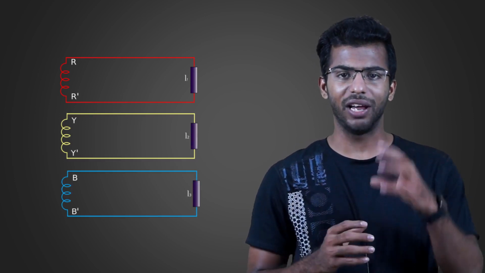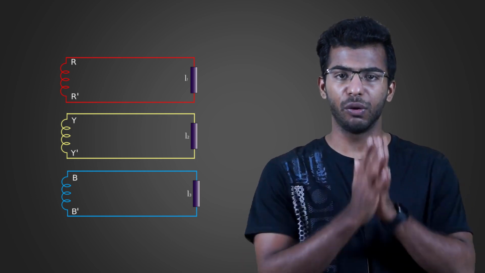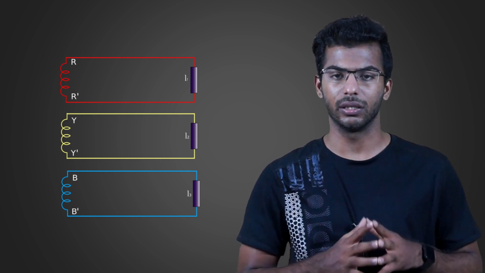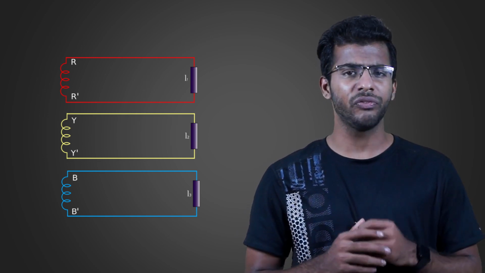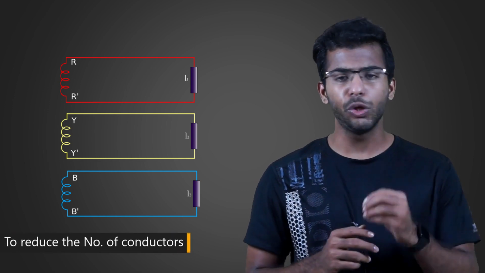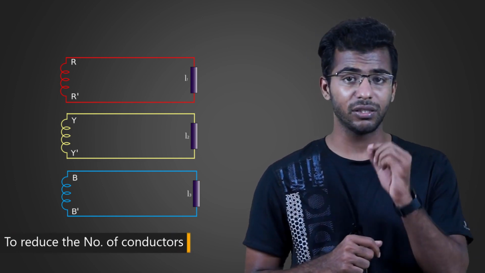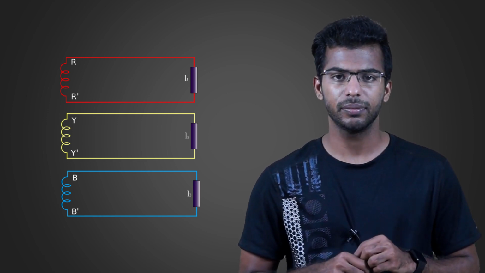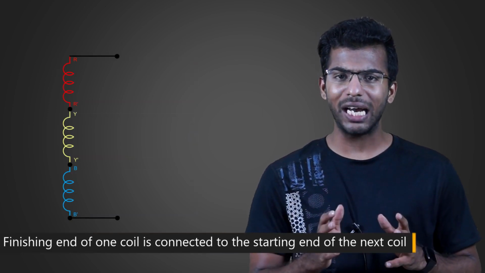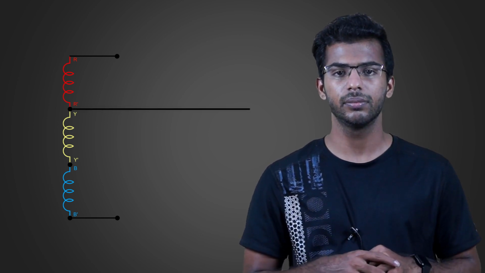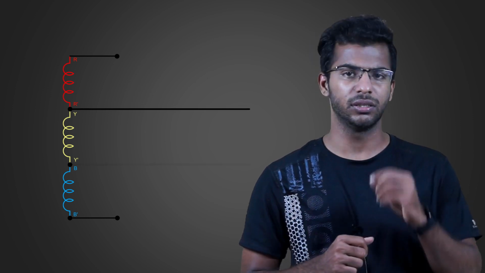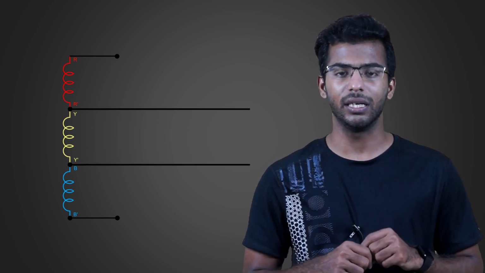In star connection, we had replaced one of the conductors from all the coils by a common conductor. In delta connection, we do it in a different way. The intention remains the same, that is, to reduce the number of conductors and hence the costs associated with it. In delta connection, the finishing end of one coil is connected to the starting end of the next coil. So, we are replacing the two conductors 2 and 3 with a single common conductor. And we also replace the conductors 4 and 5 with a single common conductor.